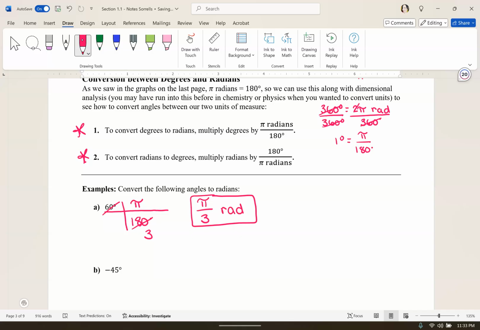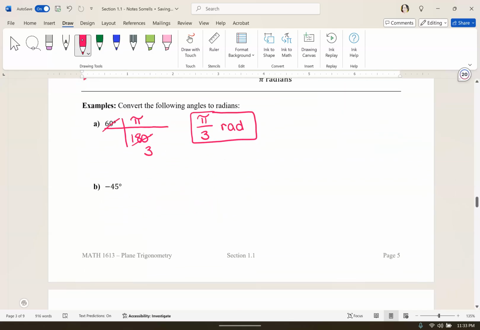If you didn't pause the video and you want to try the next one on your own, you can do that if you would like. So again, I'm going to draw my conversion bar. Degrees is on top, so I need 180 degrees on bottom, and a pi goes on top. Let's see how many times 45 goes into 180, and that is 4 times. Negative 45 goes into itself 1 time and into 180 4 times. But notice that I'm actually left with a negative, so I have negative pi on top, 4 on bottom, radians.